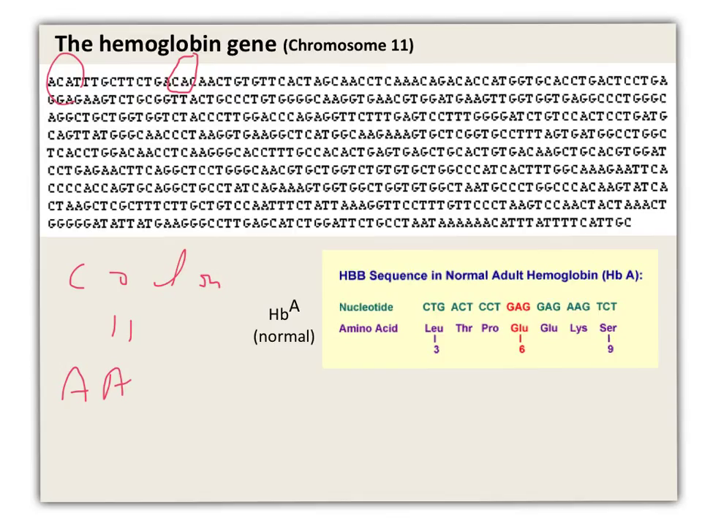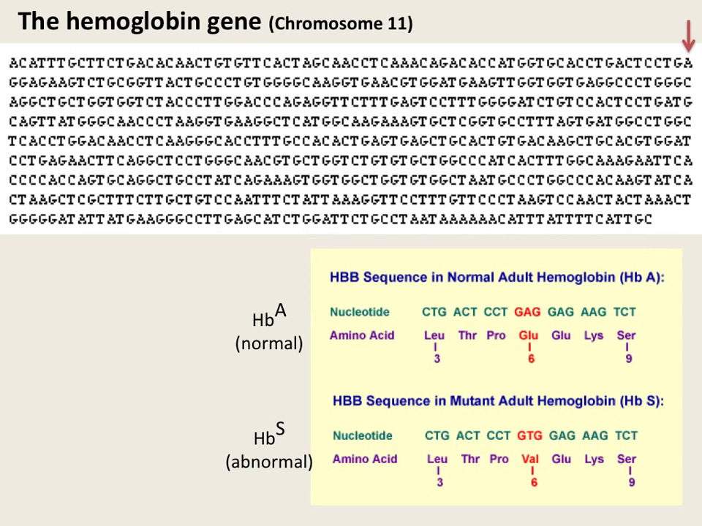It's got this many base pairs. You'd have to count them. I don't know how many, probably 1,000 or something, more than that. And then we also have the S gene, which is the abnormal type.